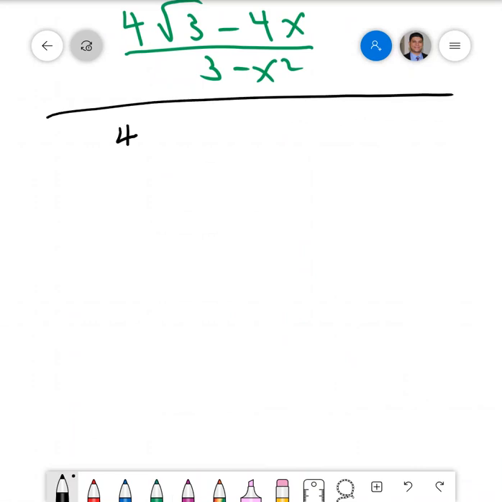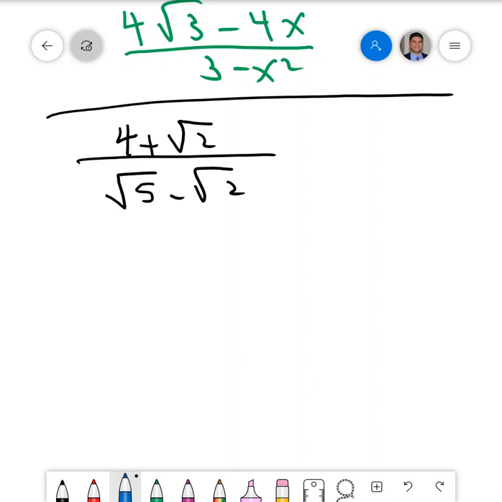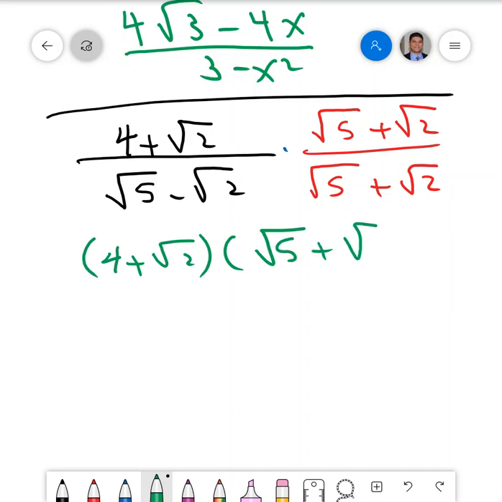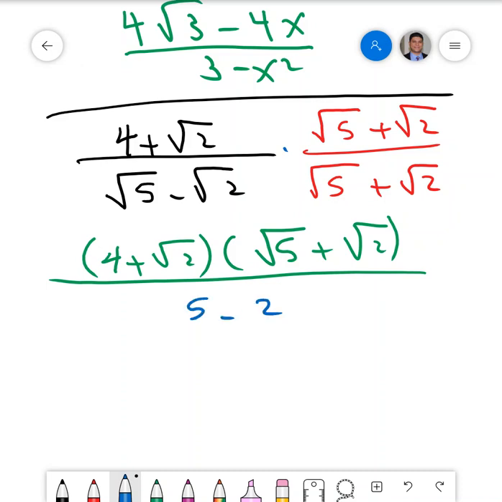Another example. Rationalize denominator 4 plus radical 2 over radical 5 minus radical 2. So we need to multiply by conjugate. It will be radical 5 plus radical 2, and in numerator radical 5 plus radical 2. Now we have to multiply numerator and multiply denominator. When we multiply denominator, we will get rid of radical, so it will be 5 minus 2.